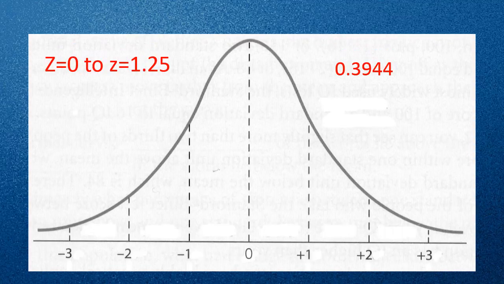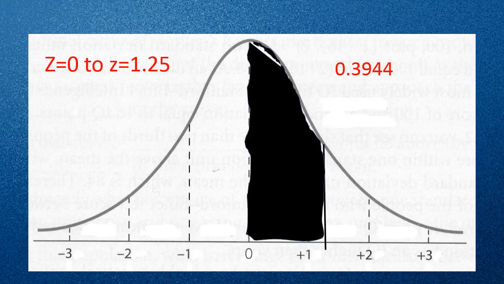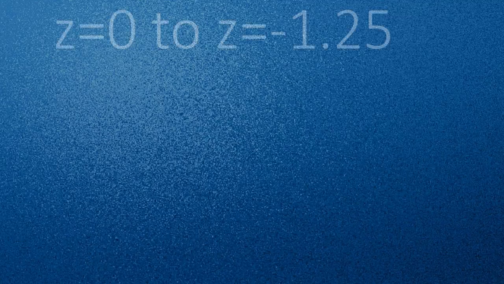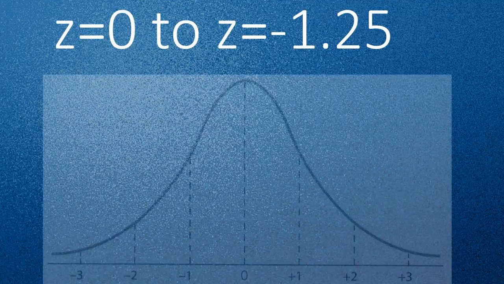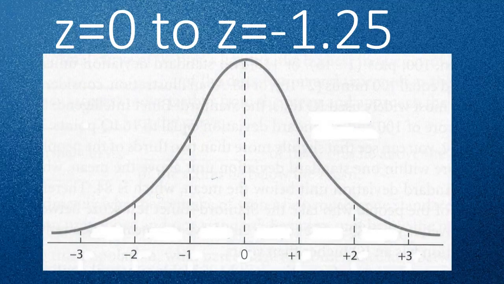So going back to the given problem, area from z equals 0 to z equals 1.25. When you look at the table, the corresponding value will be 0.3944. Because the given z is positive, the shaded area will be to the right from 0 to 1.25, which is slightly past the middle of 1 and 2, and the area will be 0.3944.